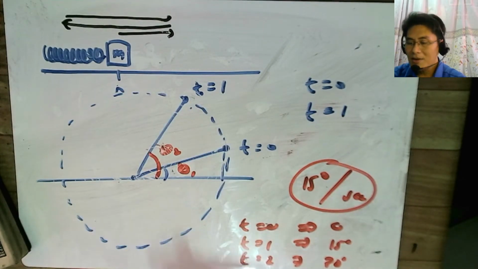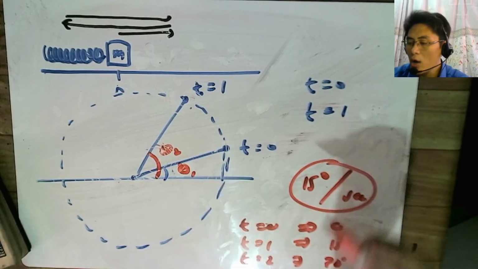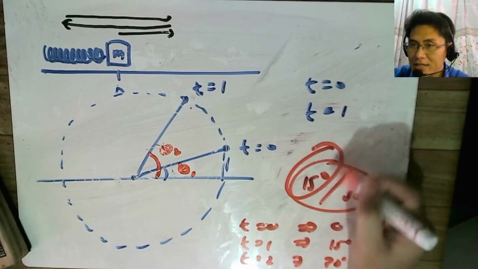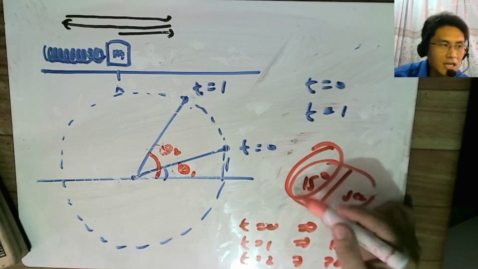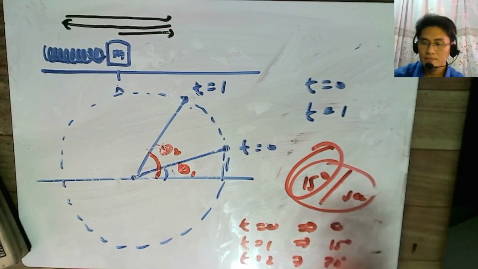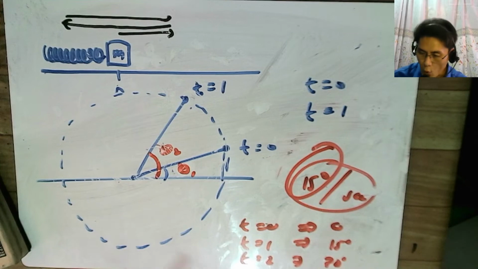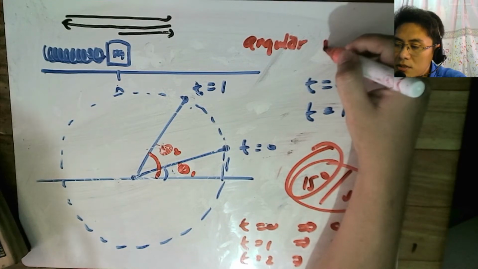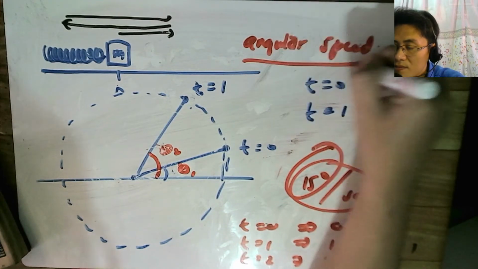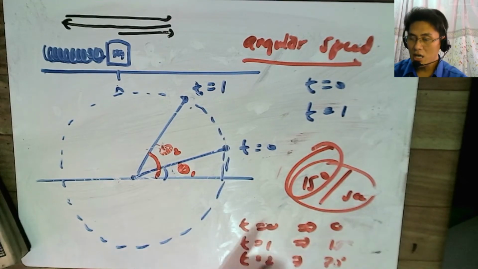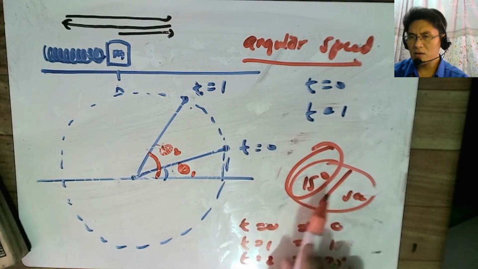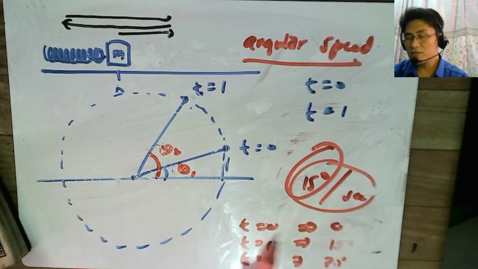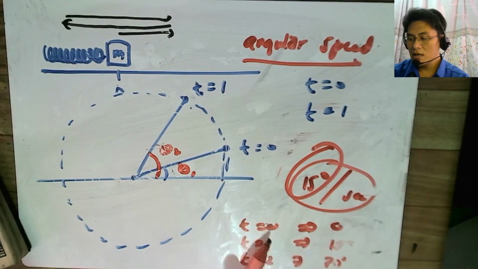Speed of rotation. But that speed of rotation is measured in how much angle is rotating, how much angle is covered per second. So therefore, we call that angular speed. How fast is the angle changing? So again, very simple. If you say 15 degrees per second, meaning every second that passes, 15 degrees is changed. So at time 0, it's 0 degrees. At time 1, it would have moved and created a 15 degrees angle. And at time 2, it would have moved and created a 30 degrees angle.